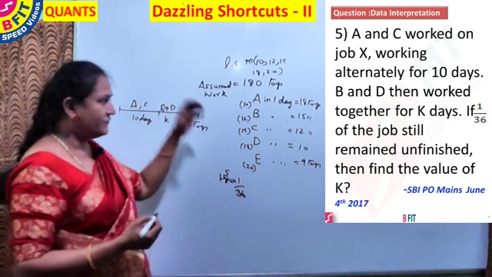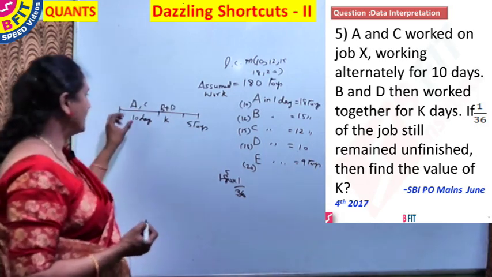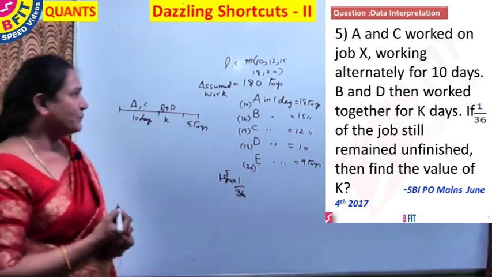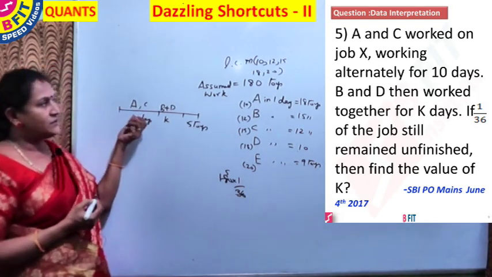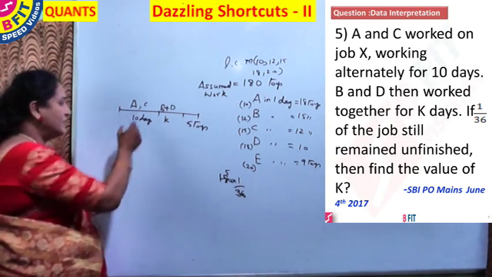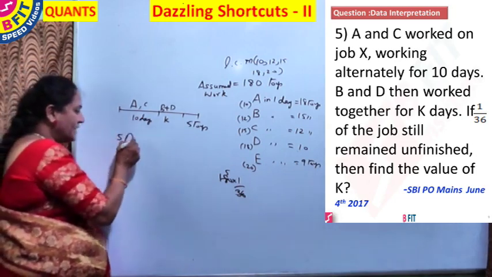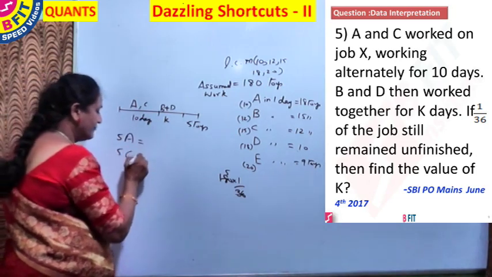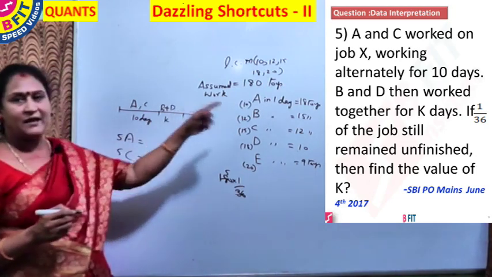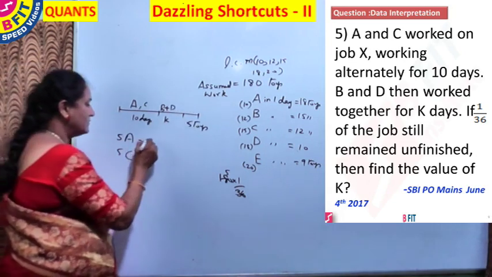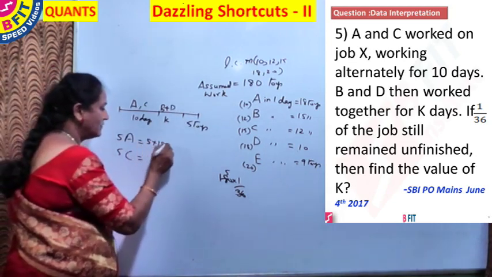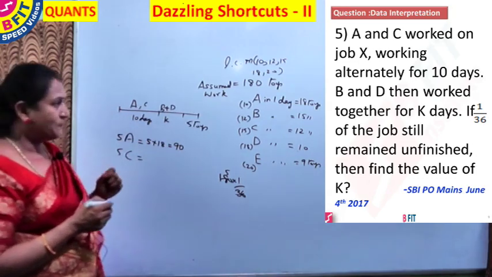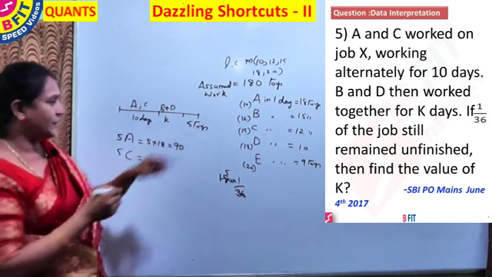So with this work done, we'll see how much work is done by A and C, and then we'll find the value of K. As they have given that A and C are working alternately for 10 days, it means that A works for 5 days and C works for 5 days. So per day A can make 18 toys; in 5 days, A has made 90 toys. In 5 days, per day 12 for C.